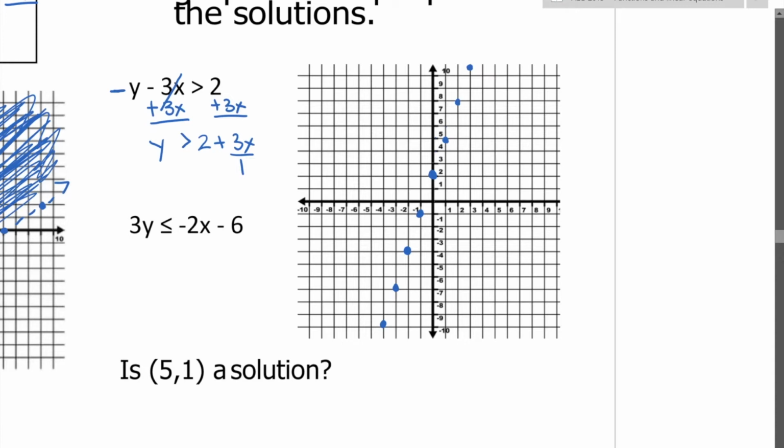Let's do step 3. Step 3 tells me, is it a solid or a dashed line? This is a greater than sign, which means there's no equal to, so it's a dashed line. Now, step 4 is to shade. It is a greater than sign, which means I'm going to shade above. Now above would be this right here.